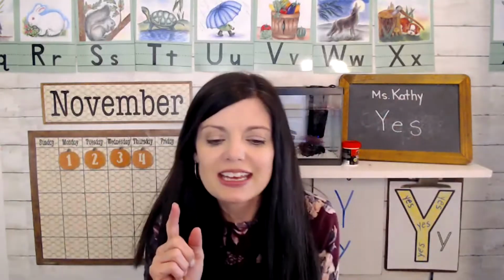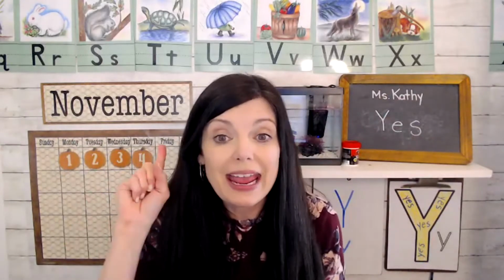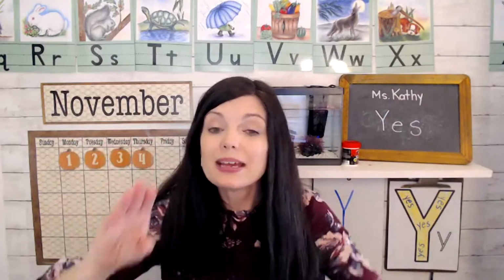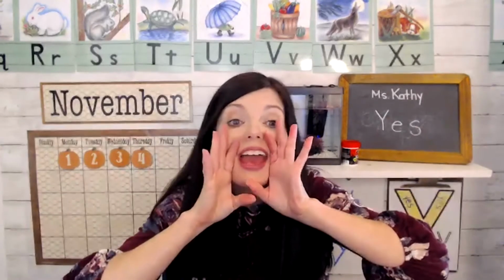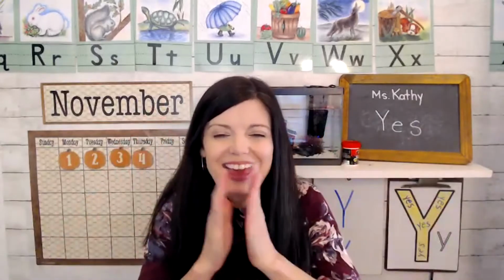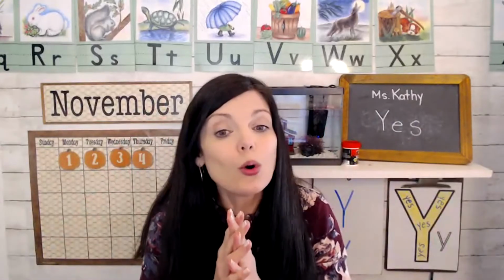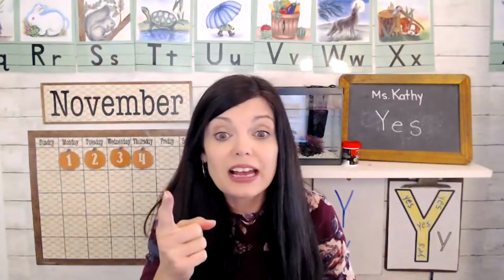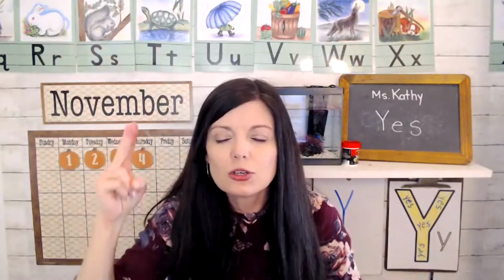The first question is, what is your name? 1, 2, 3. Miss Kathy! Did you yell out your name? Okay, the next question is, how old are you? But I'm not going to yell this one out. You yell this one out. 1, 2, 3. How old are you? Oh, very good. The next one is, what's your favorite color? 1, 2, 3.